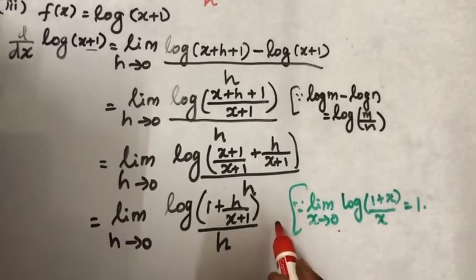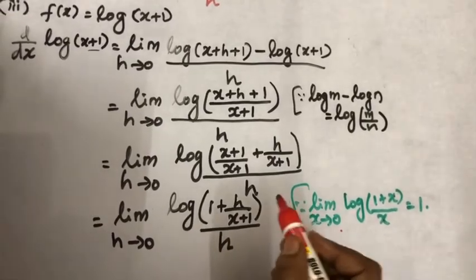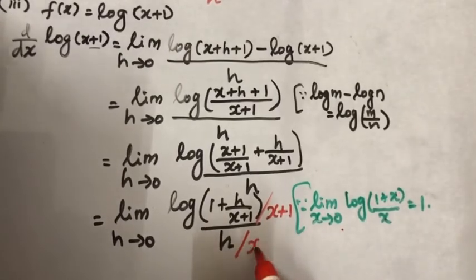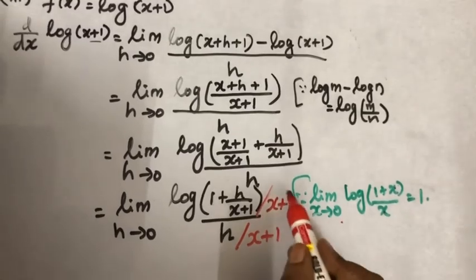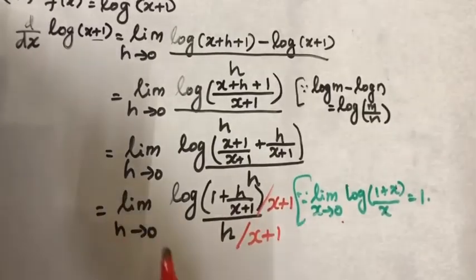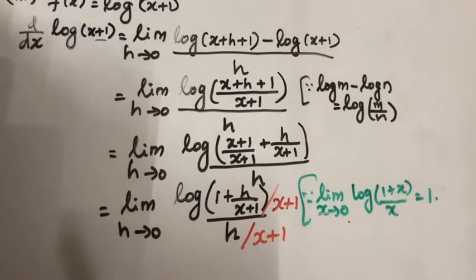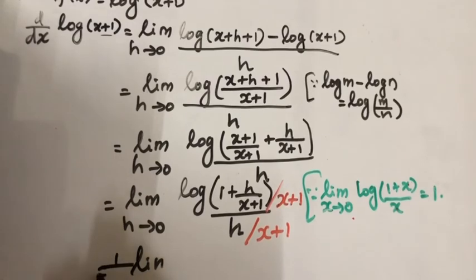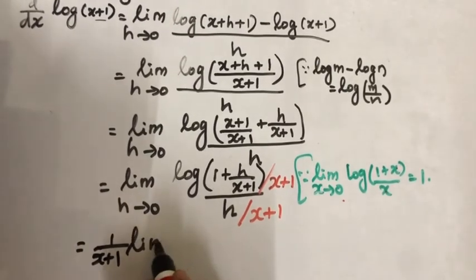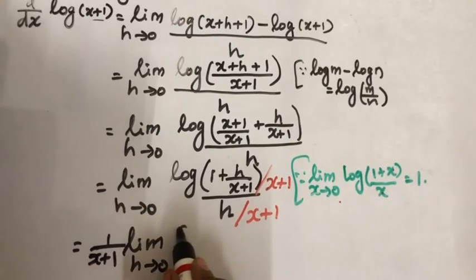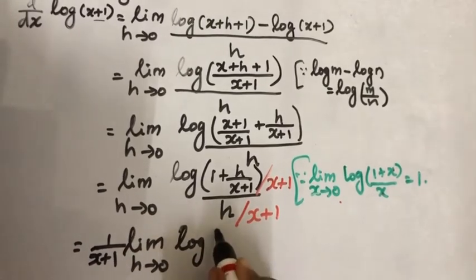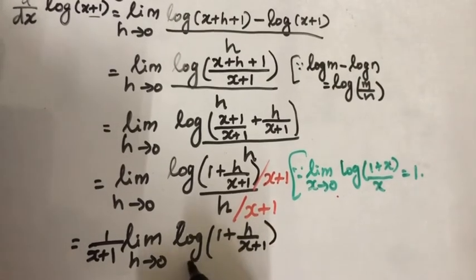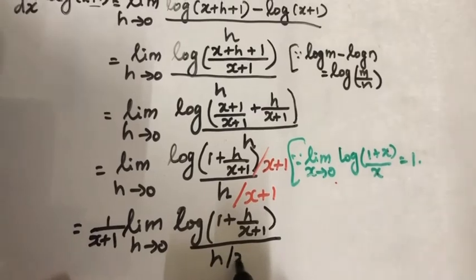So, I am dividing the numerator and denominator by x plus 1. Both the numerator and denominator by x plus 1. So, this x plus 1 is a constant. So, we can take it outside. So, that is equal to limit 1 by x plus 1 limit h tends to 0 log 1 plus h by x plus 1 divided by h by x plus 1.